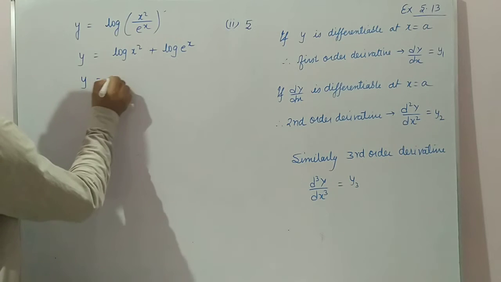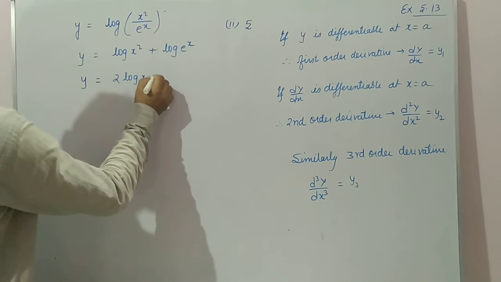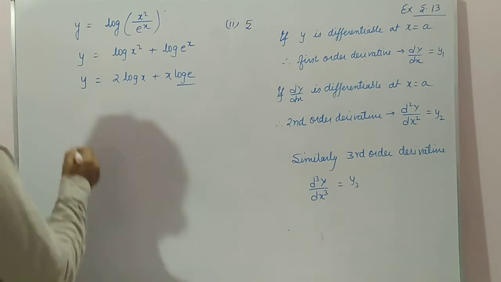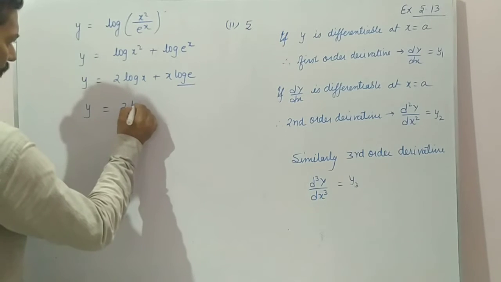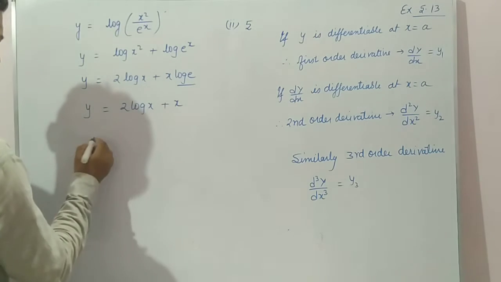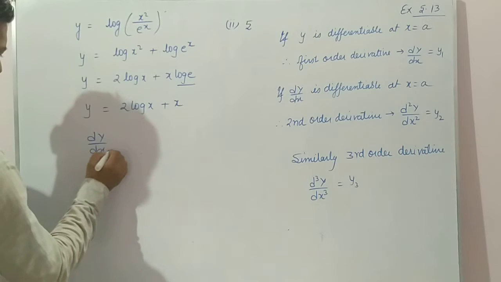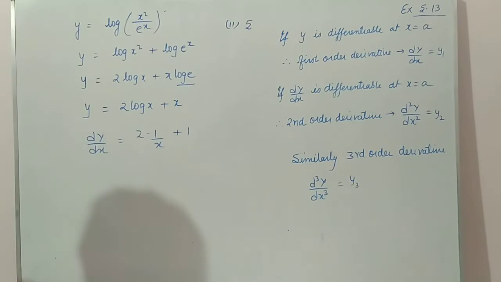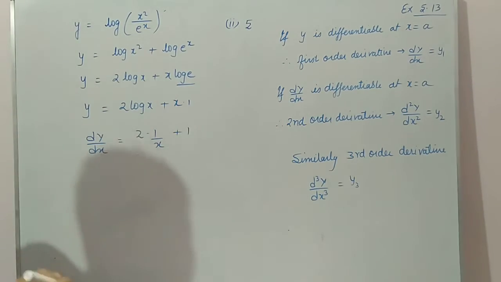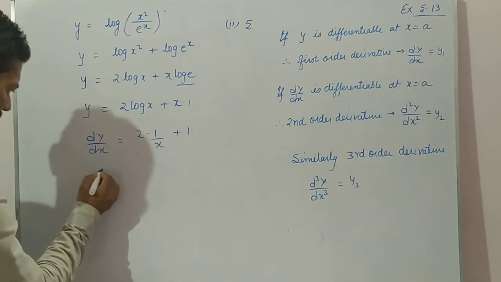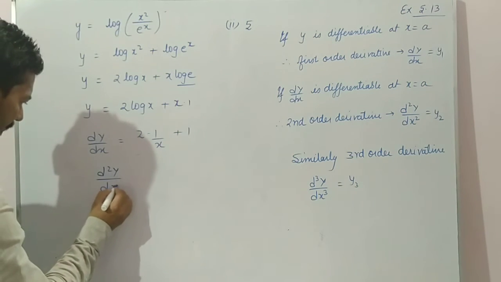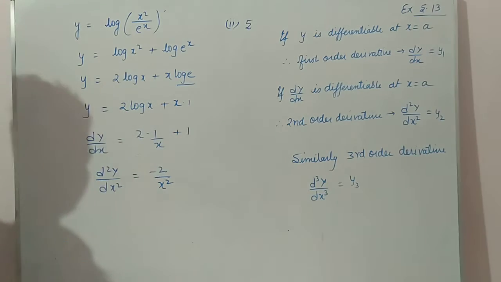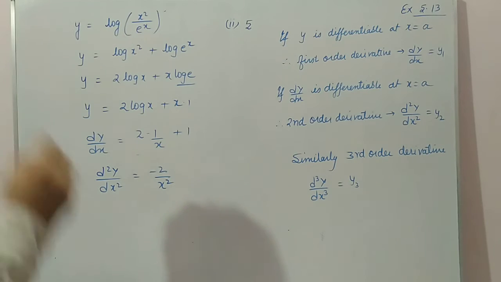So y can be written as 2 log x plus x log e. Log e value is what? 1. So y can be written as 2 log x plus x. dy by dx: 2 into 1 by x plus x is what? 1. Log e value is what? 1. Again we will differentiate, you will get d2y by dx square, that is minus 2 by x square.